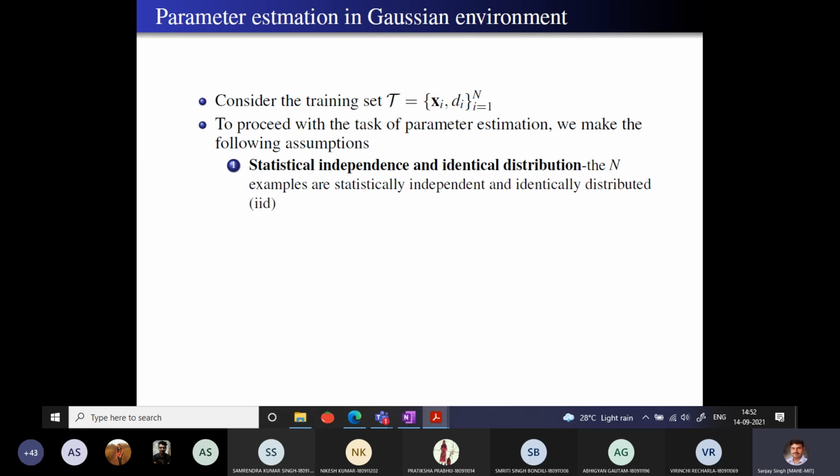And when I say identically distributed, it means you cannot have, say, 1,000 training examples where some 50 have a Gaussian distribution, some 900 have a Bernoulli distribution, and another 50 have, say, a Boolean distribution. No, all should have the same distribution.